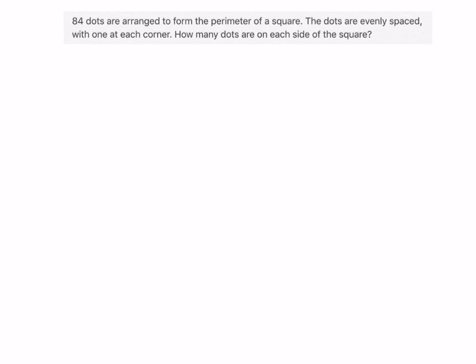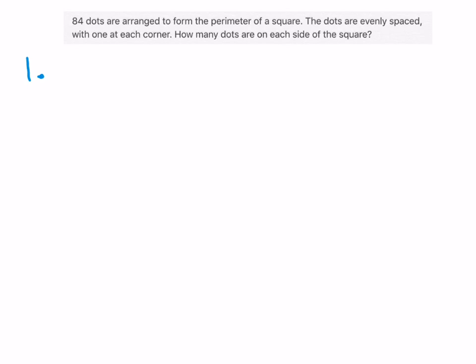Okay, I'd like to look at another problem and go through all 4 steps in the problem-solving process for this one. So here's the problem. 84 dots are arranged to form the perimeter of a square. The dots are evenly spaced, with 1 at each corner. How many dots are on each side of the square?